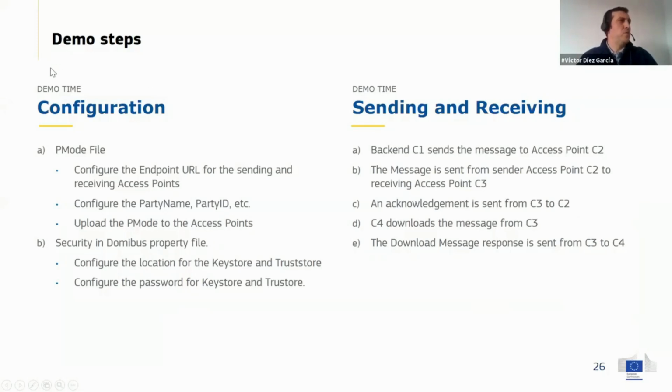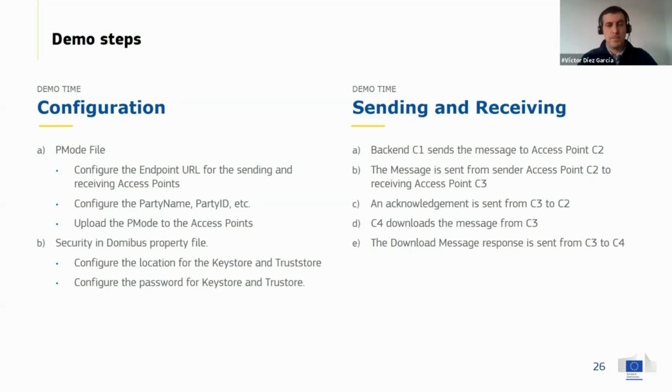In the steps of the demo, we will be going through the configuration. How do we configure an access point? How do we configure Domibus in this case? There are two main points. The pmode file, where pmode stands for processing mode file. This defines how the access point will behave and what is the set of standards that are going to be used. This can be seen as a contract between two parties.